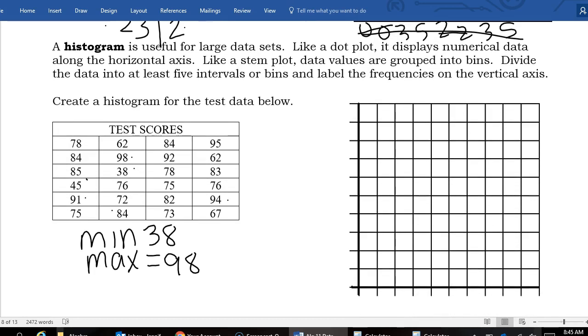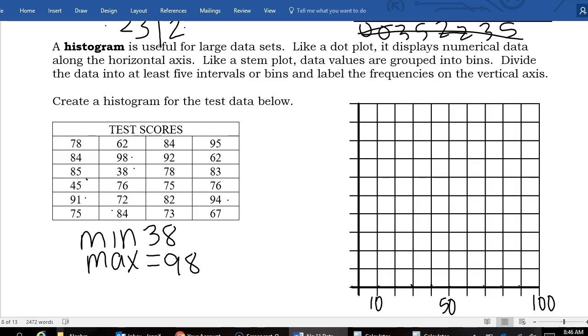Let me count this here. 10, 20, 30, 40, 50, 60, 70, 80, 90, 100. It's perfectly set up so that I can just go by tens. 20, 30, 40, 50. So I'm not going to label them all, but I can see going by tens across the bottom. Each of my bars is basically going to be how many in that group of 10.